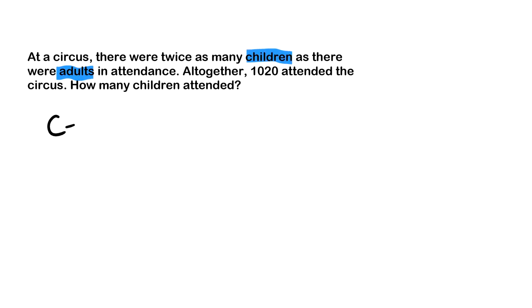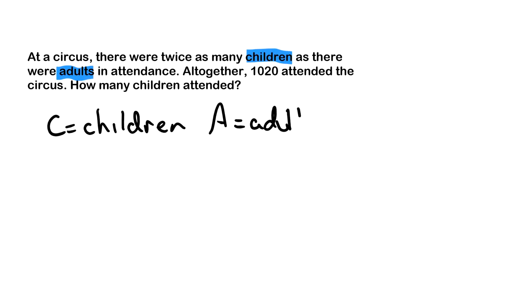So I've got C for children and I've got A for adults. Now, we need to come up with some equations here. The first part that I thought was important was there's twice as many children as there were adults. So the first equation is going to be that C equals 2A, because if there's 10 adults, that means there's 20 children. If there's 30 adults, it means there's 60 children.